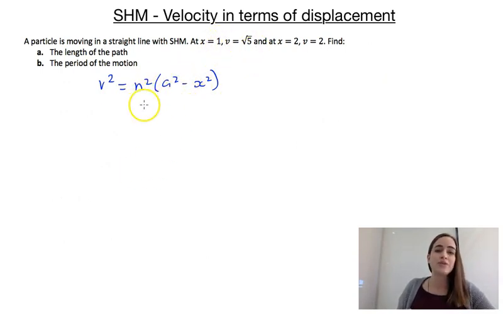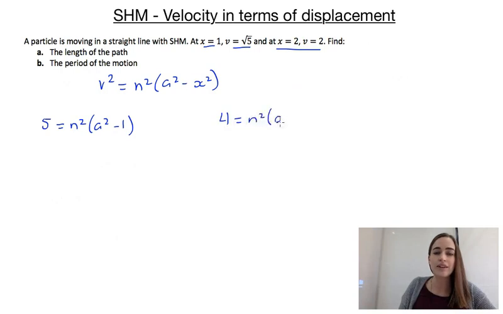Right, so we need to figure out what those two values are then. What we're going to do is we're going to do simultaneous equations. So we're going to substitute in the values that we know. So first we'll do these ones. We'd have root 5 squared, which would just be 5, equals n squared outside of a squared minus 1 squared, which is just 1. And we also have, if we use these ones instead, v squared, so 4, is equal to n squared outside of a squared minus 2 squared, which is 4 as well. So I'm going to rearrange both of these to make n squared the subject. So I'm going to have n squared is equal to 5 over a squared minus 1, and n squared is equal to 4 over a squared minus 4.